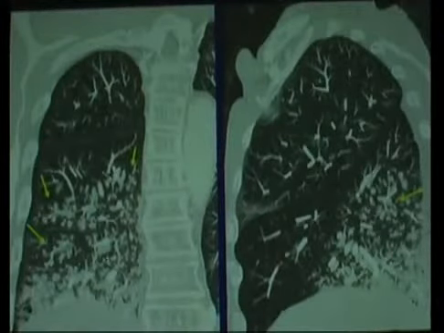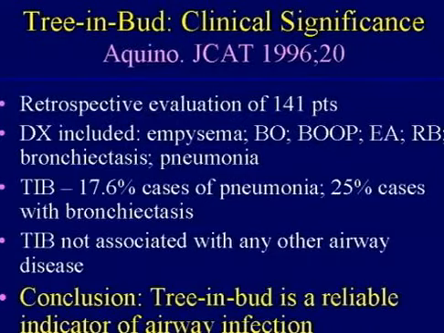Just more examples of the same, really gilding the lily. So this is an old study. Actually, it probably needs to be repeated because it's almost a decade old, but I would swear by this because it's been our experience. Retrospective evaluation. This is Gordon Gamsu's work with Susan Aquino.